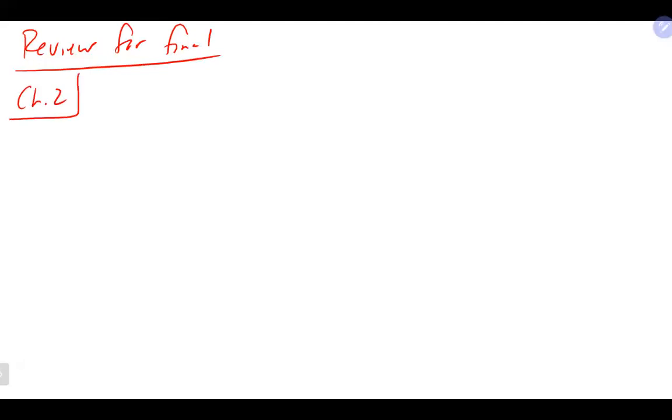The final is comprehensive over all the chapters, so we might as well just start way back when, chapter 2-ish. So a little review action here for the final. Chapter 2 was really the first chapter where we talked a lot about measurements. So remember that when we do take measurements, no matter what type of measurement we take, there's always some degree of uncertainty associated with the measurement.